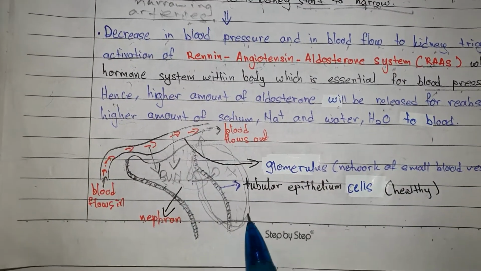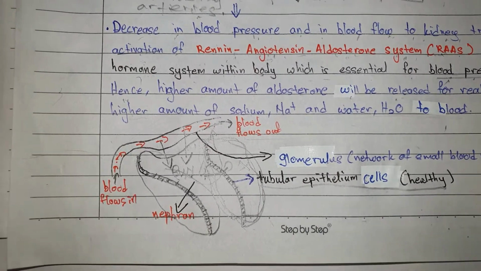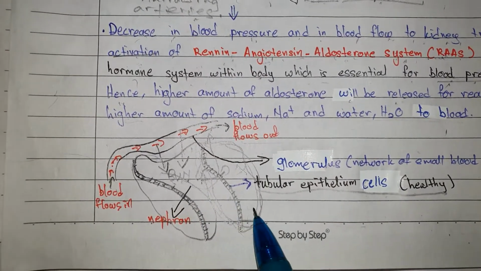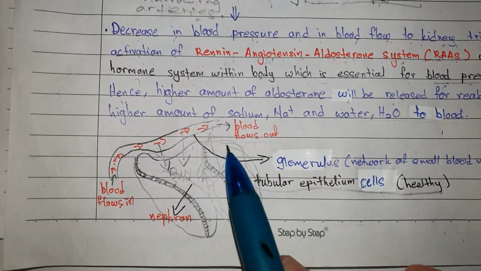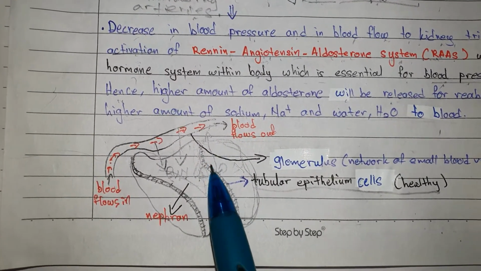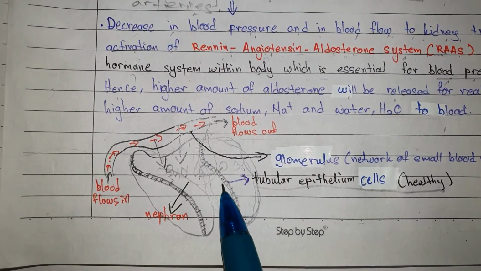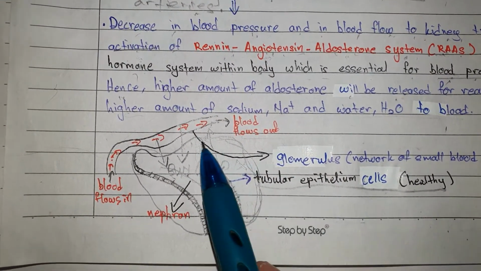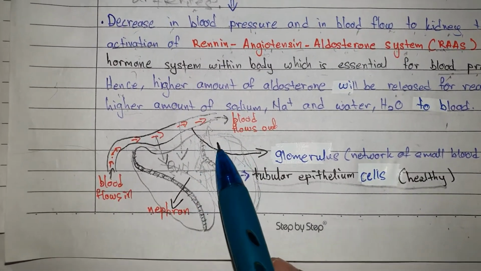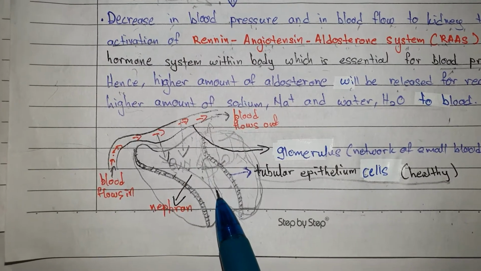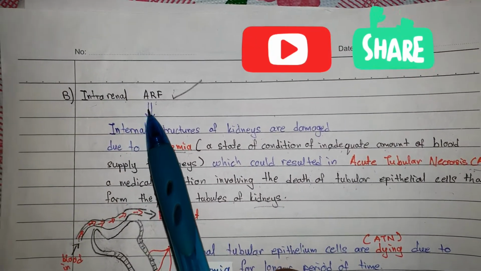These sites of the nephrons are built up of tubular epithelium cells. These are healthy tubular epithelium cells. I can say they are healthy because there is no space, and these tubular epithelium cells are arranged in sequence, with no space between them. This forms a layer to enable reabsorption and other filtration processes. Now let's look at intra-renal acute renal failure, or intra-renal kidney failure.